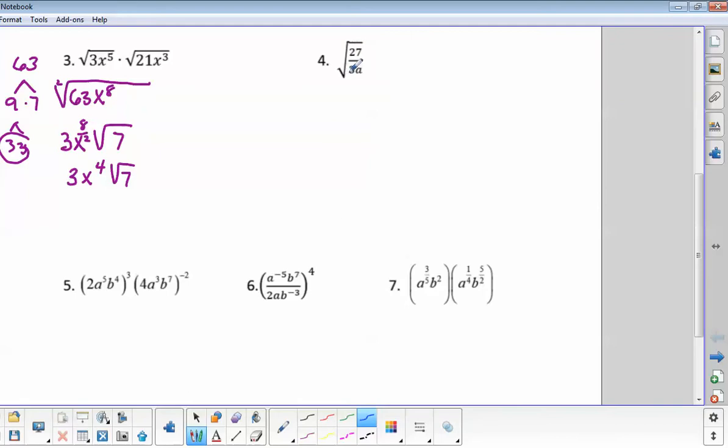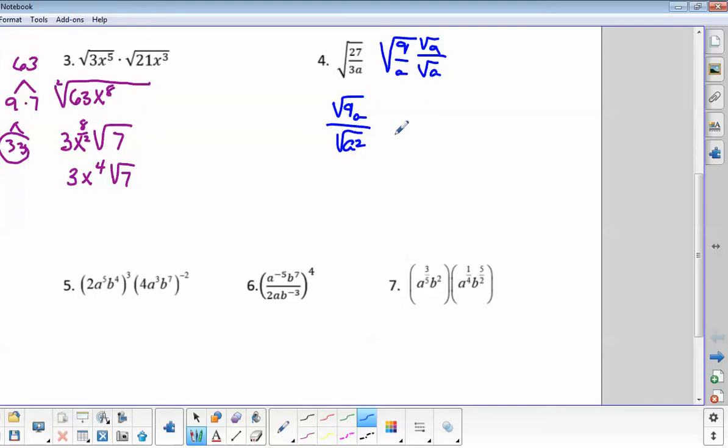Alright, so 27 over 3 is 9, so this is the square root of 9 over a. And you want to rationalize your denominator, so I'm going to multiply by root a over root a. So then in your denominator you have the square root of a squared, and in your numerator you have the square root of 9a.